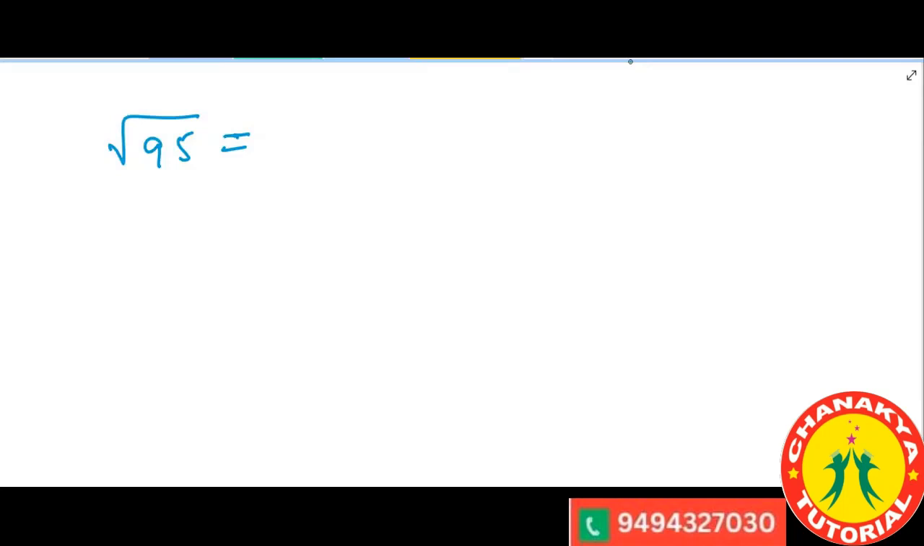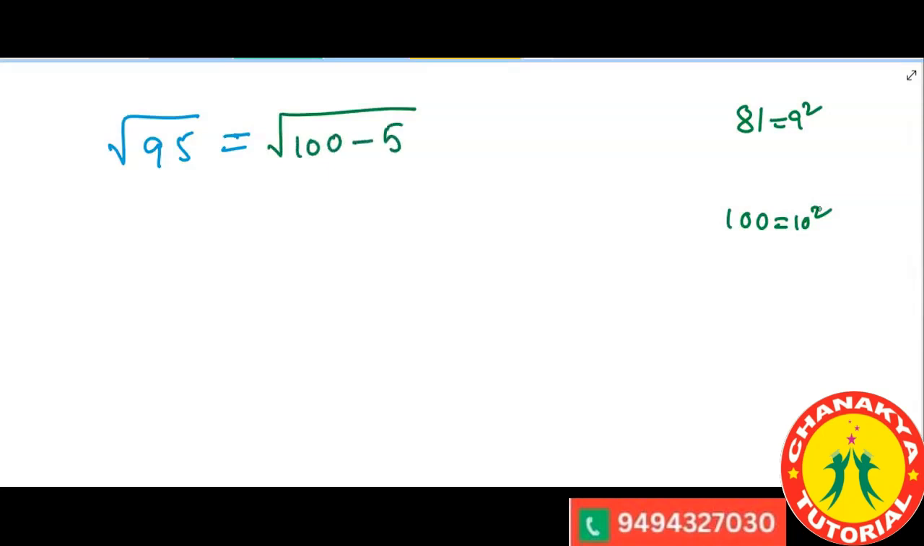But you told the answer in the previous case, but you're not giving the correct answer in your case. So 95 is between 81 and 100. 81 is nothing but 9 square, and 100 is nothing but 10 square. Now tell me, 95 is near to which number, 81 or 100? 100. So it is better to take 100. Now represent 95 in the form of 100 plus or minus something. It would be 100 minus 5.